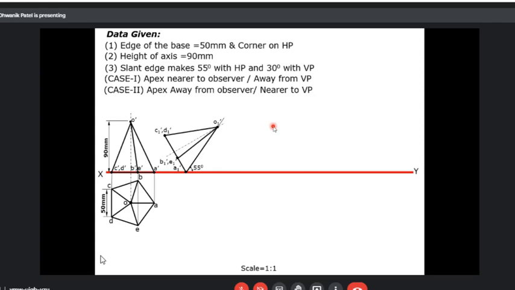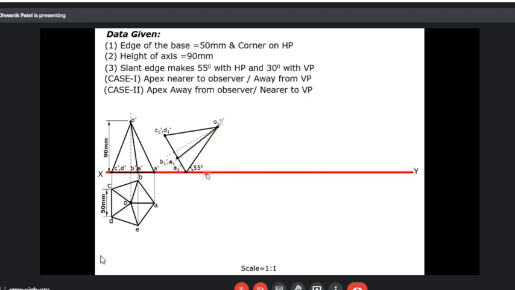Understand? Yes. Okay, now the next step. What is our next step? Draw the top view shape. From each point of step number 3, you will draw vertical projections.